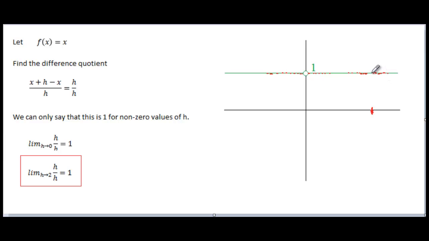In this case, the bug could actually get right on the point h equals 2, but that's irrelevant. Whether or not that hole is left out of the graph doesn't matter as far as the limit goes. The limit only cares about what happens a little bit to the left and a little bit to the right. So let's look at a more complicated example.